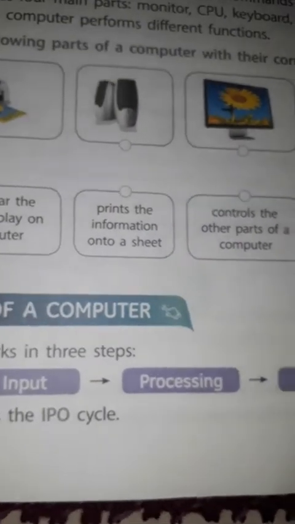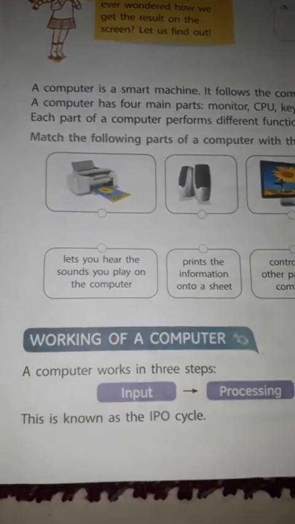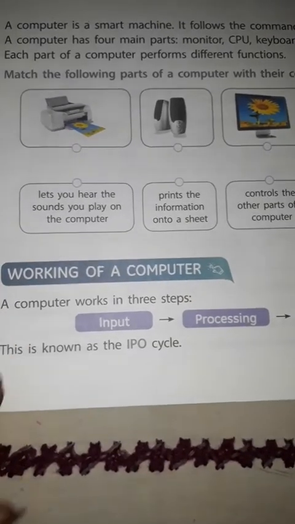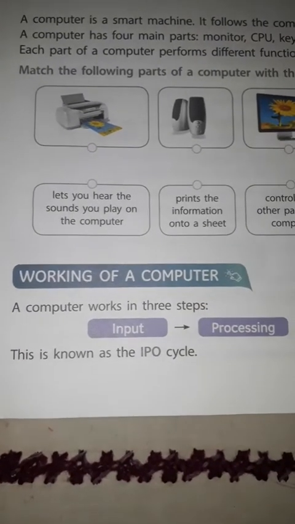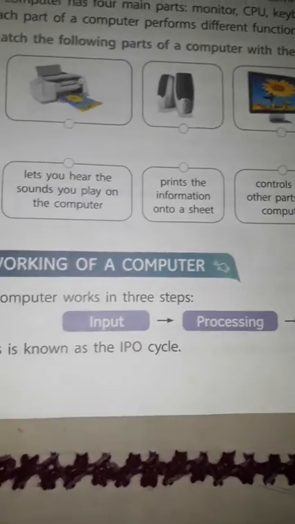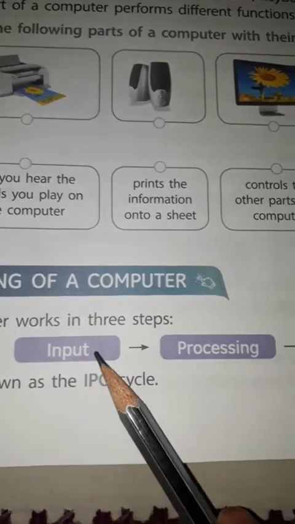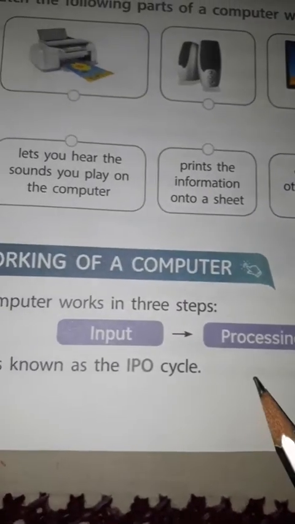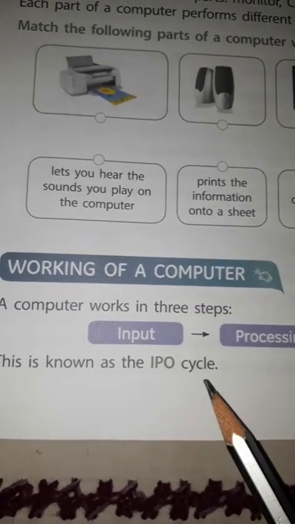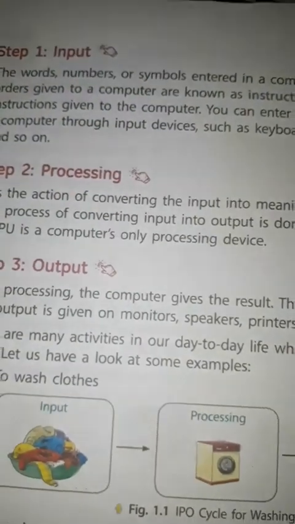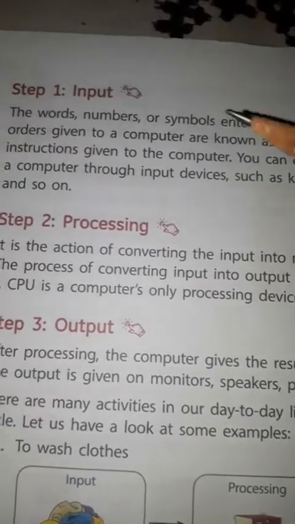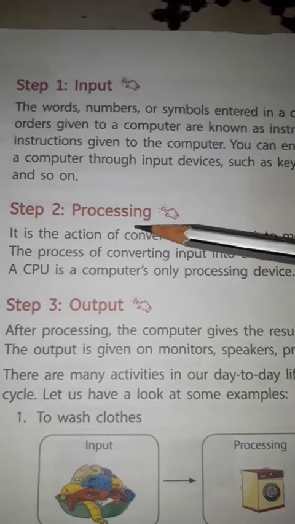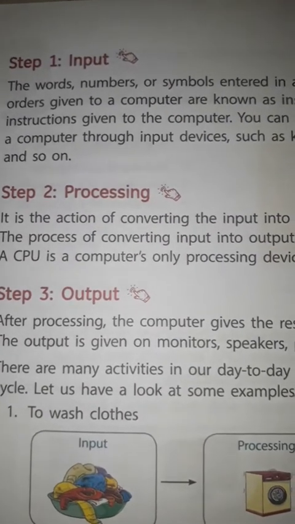So children, today we will learn how the computer works. I will show you. See here, a computer works in three basic steps, that is input, processing and output, and this is known as the IPO cycle. See children, the full form of IPO is input, process and output.